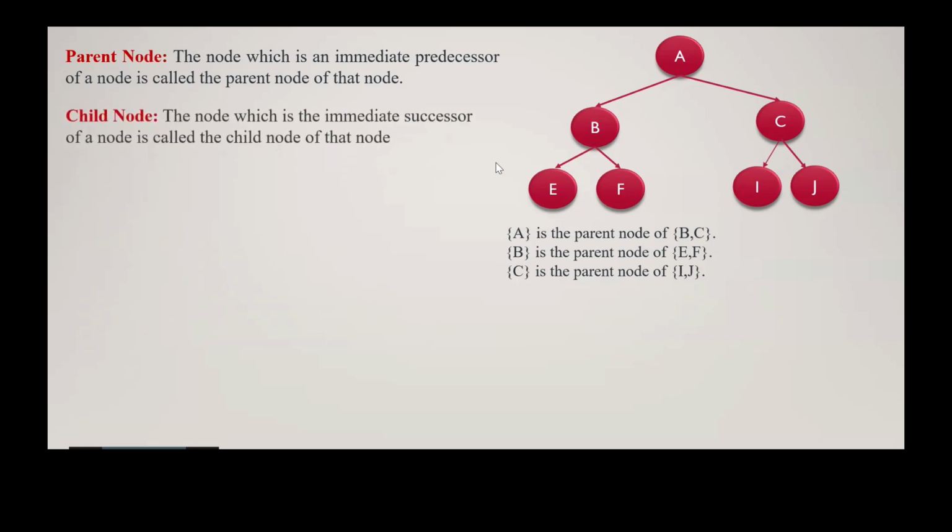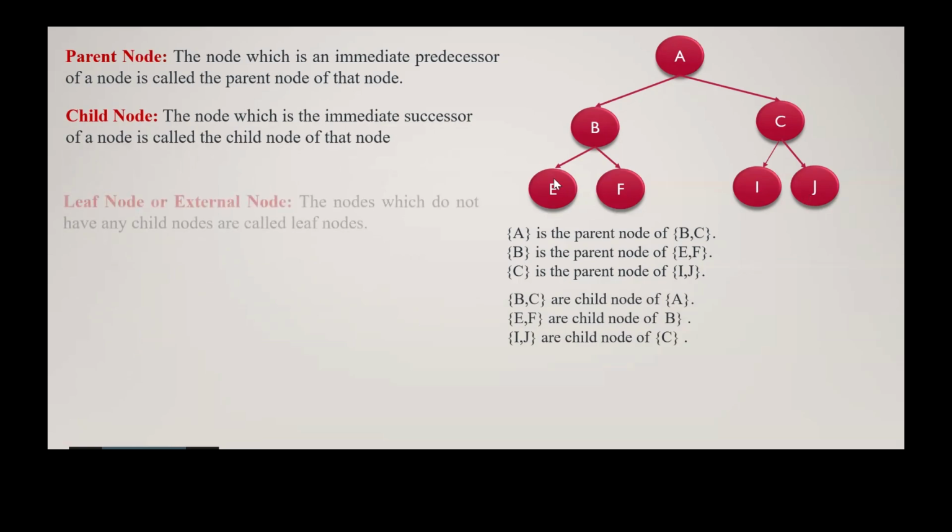The next terminology is the child node. The node which is the immediate successor of a node is called the child node of that node. So in this diagram, B and C are the child nodes of A. E and F are child nodes of B. I and J are child nodes of C.